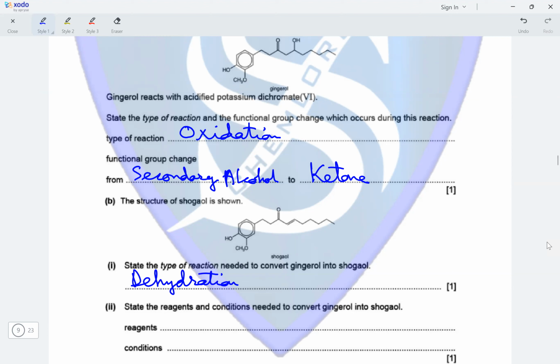State the reagents and conditions needed to convert gingerol into shogol. The reagents would be either Al2O3, and the conditions would be 350 degrees Celsius, or concentrated H2SO4, and the conditions would be 170 to 180 degrees Celsius. So either of these two conditions could be used. They are not used together, but any one of these two is a dehydrating condition for an alcohol, resulting in the formation of an alkene, as is the conversion from gingerol to shogol.